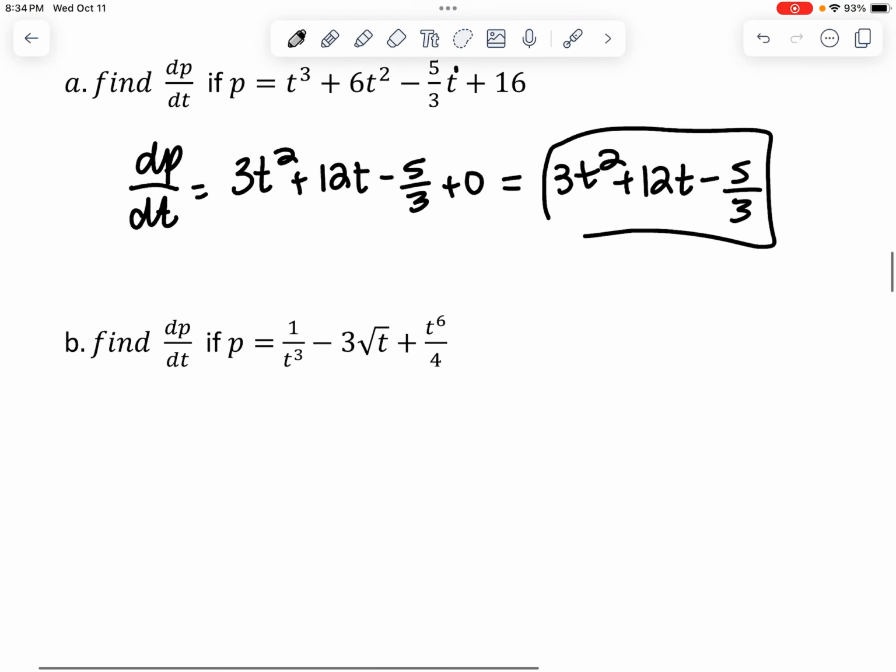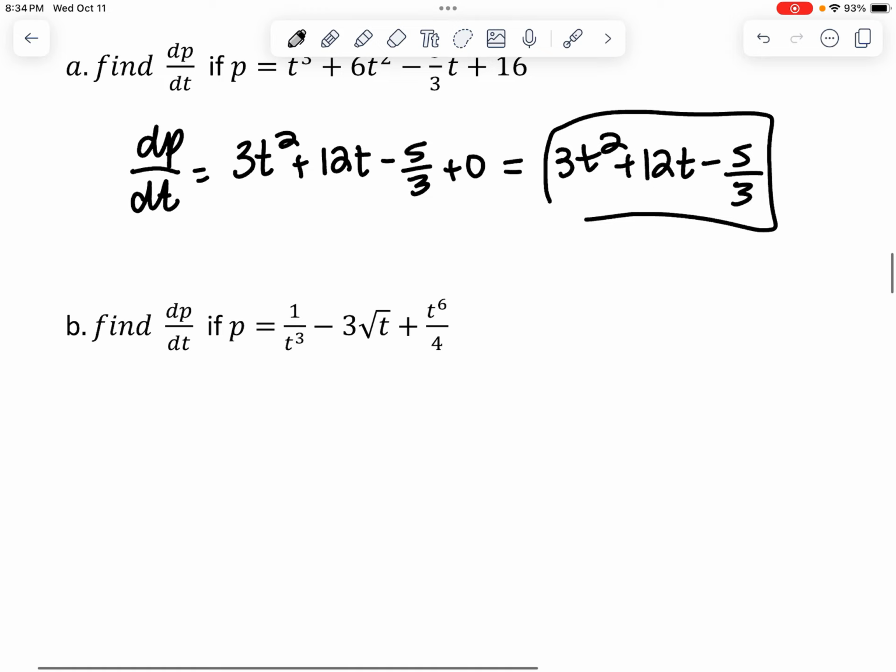Okay, this next one's a little trickier because if you notice, it's not really set up to use the power rule. How I know that is, one, I have variables in the denominator, so that means it's not set up, and I have a radical. This is technically not set up, but it looks a little icky. So I'm going to rewrite my equation. I'm not finding the derivative, I'm just rewriting it.